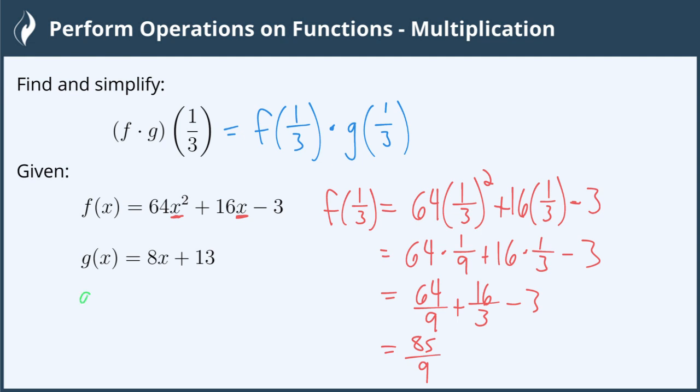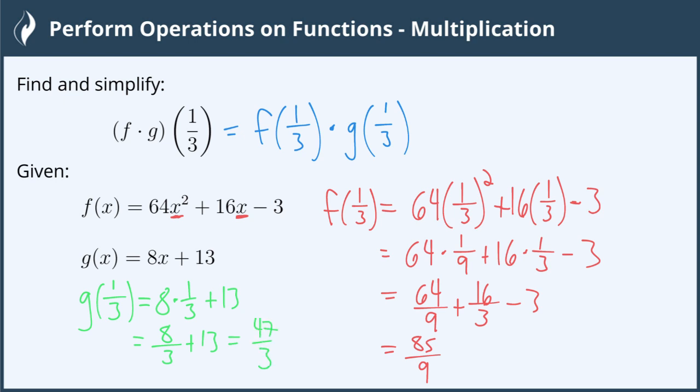Now, we're going to do the same thing, but with our g. So g of 1/3, we're going to replace the x with 1/3, so 8 times 1/3 plus 13. Now, 8 times 1/3 is 8 thirds. And then when we add the 13, again, you can do this by common denominator, or you can do it by using your calculator and turning the answer into a fraction. But either way, we end up with 47 thirds.